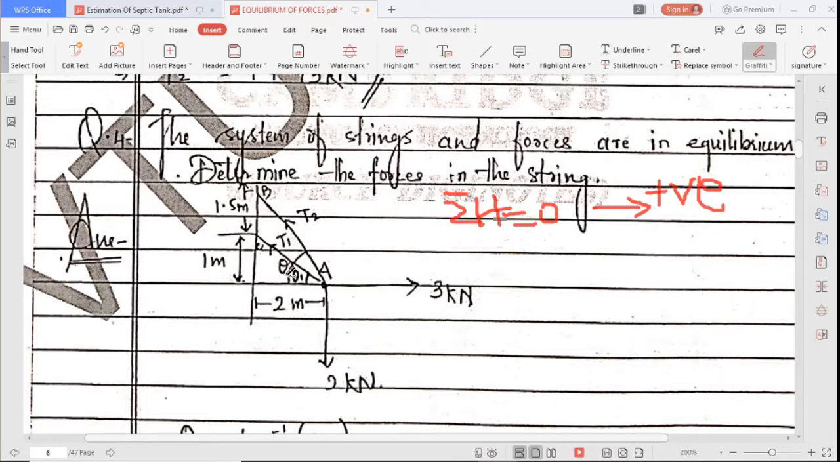Okay. Now what are the forces, the horizontal forces? So here we can see 3 kilonewton, we can't write plus. So this is only one force which is in this direction. So next we can take this T2. Okay, T2. So you just resolve this force.